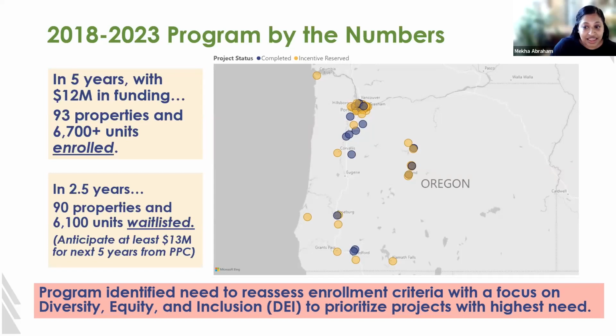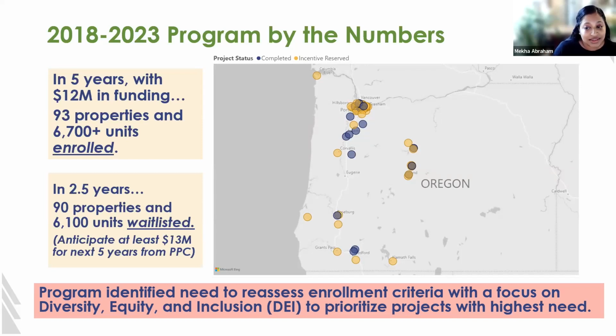With that said, the interest in the program is very strong, which led us to needing to initiate a wait list almost 2.5 years ago in fall 2020, after we fully reserved the $12 million of program funding we had available. Since then, we have accumulated a wait list of more than 90 properties and 6,100 units.